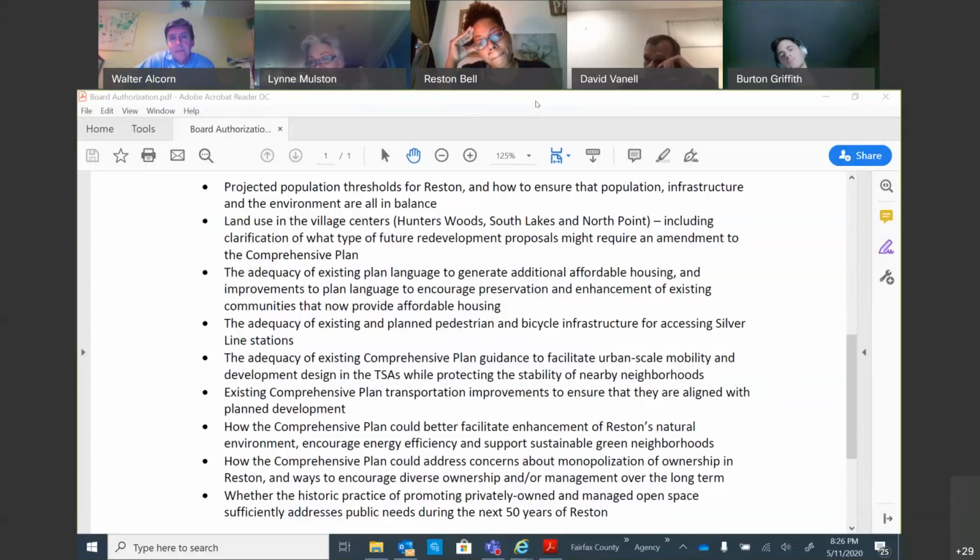And then my second question, which pertains to your last bullet point, whether the historic practice of promoting privately owned and managed open space sufficiently addresses public needs during the next 50 years of Reston. Now, I appreciate that this opening of the comprehensive plan does not include the golf courses, but my question is, isn't this bullet point possibly opening that up?